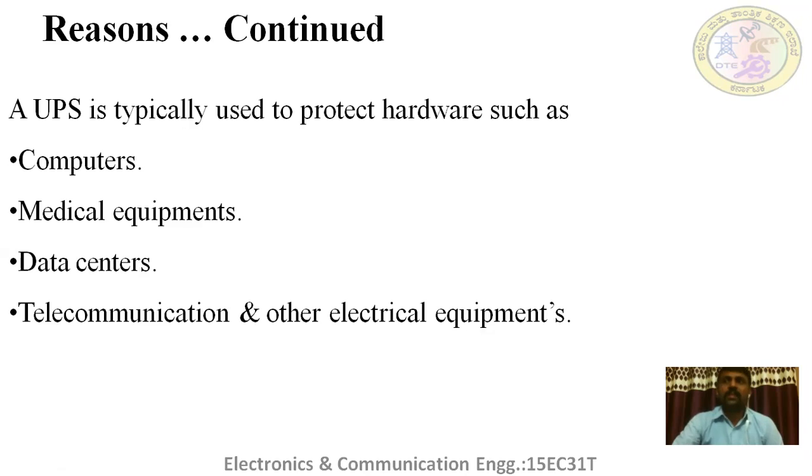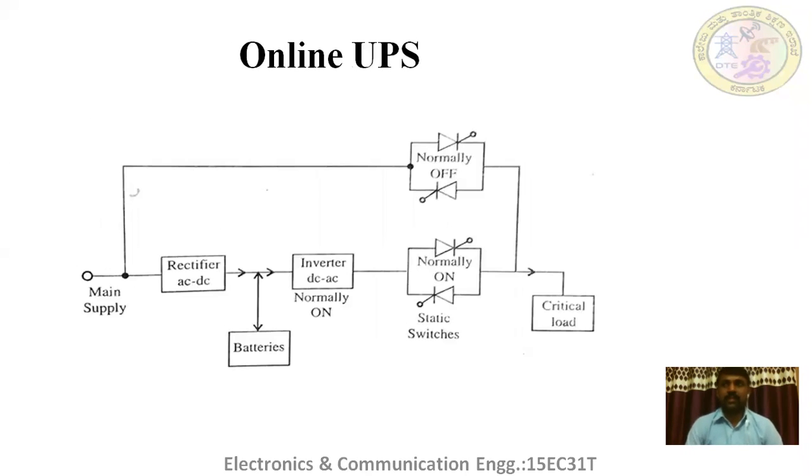Mainly, there are two types of UPS available depending upon the operation. One is online UPS and the other is offline UPS. Let me explain online UPS. This is the block diagram of online UPS. It consists inverter, this is the main circuitry, rectifier, batteries, and some static switches. These are the switches by power components.